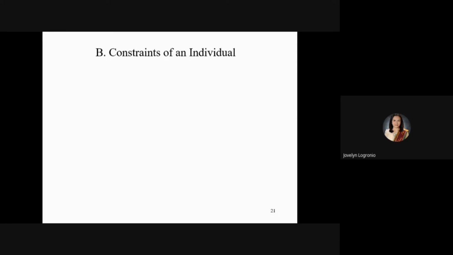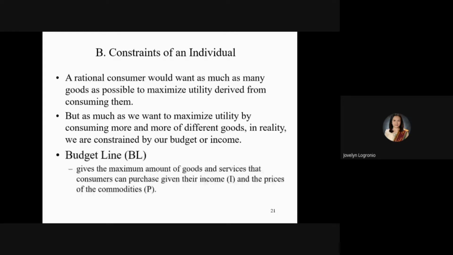Let's go now to the second step, or second principle, of the theory of consumer behavior: the constraints of an individual. The rational consumer would want as many goods as possible to maximize utility derived from consuming them. But as much as we want to maximize utility by consuming more and more of different goods, in reality, we are constrained by our budget or income. Consumption decision is also affected or constrained by our budget or income.